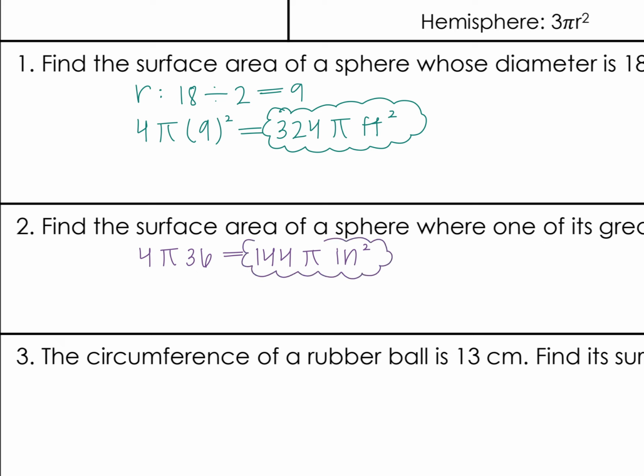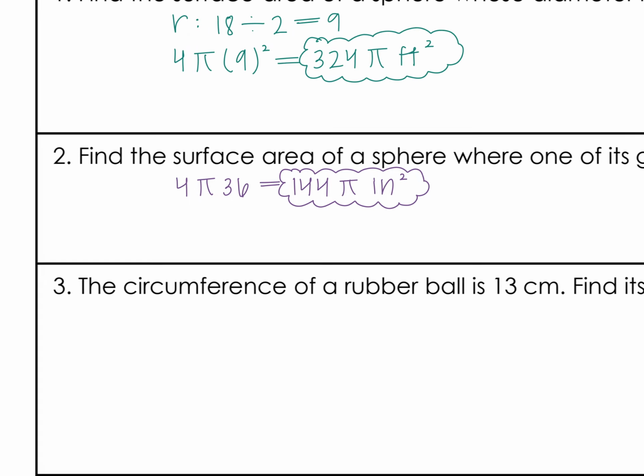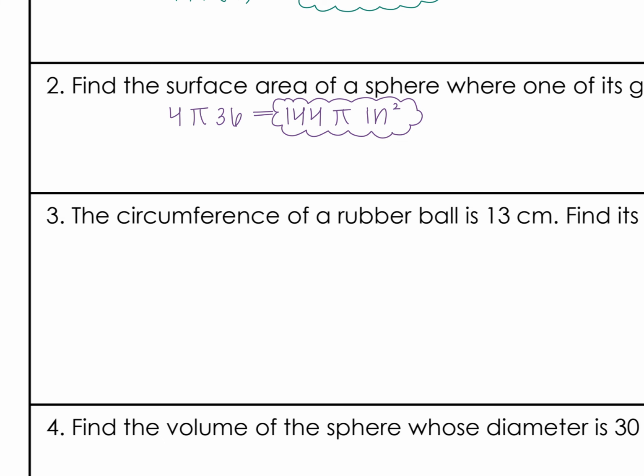Now, to clarify, if they were giving us circumference, we would need to find the radius. But here with area, they use the radius squared, and our formula is 4 pi r squared. So we're just replacing that part of it with what we have. All right, now let's move into number 3.